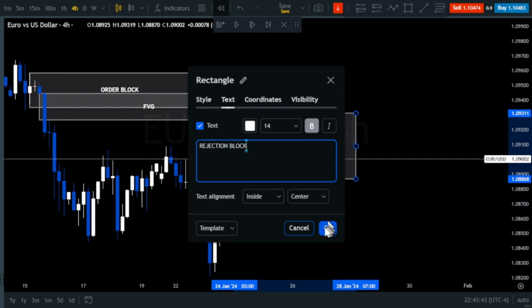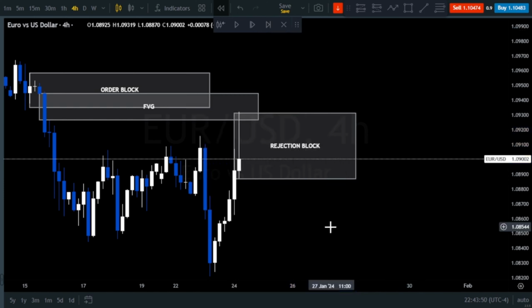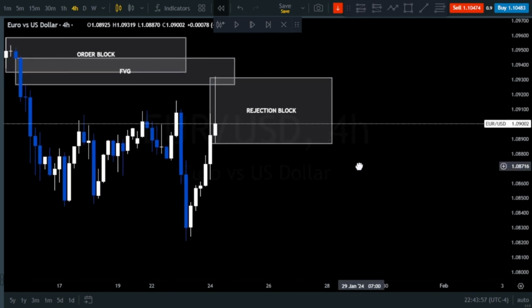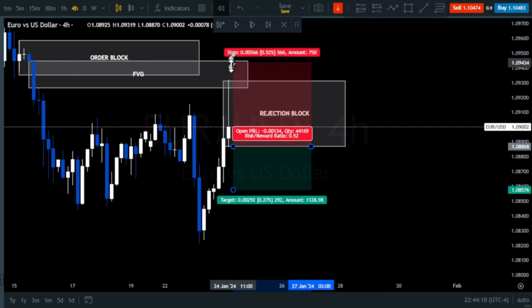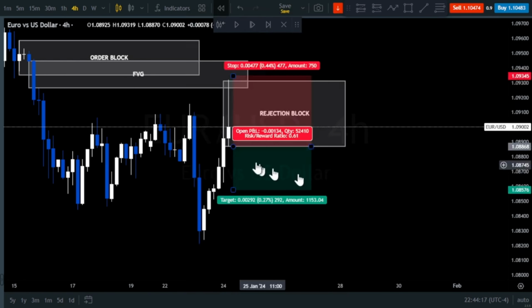Your stop loss would be placed just above the rejection block, and your target could be set at the next significant support level. This trade setup has a higher probability of success because you're stacking multiple signals in your favor.